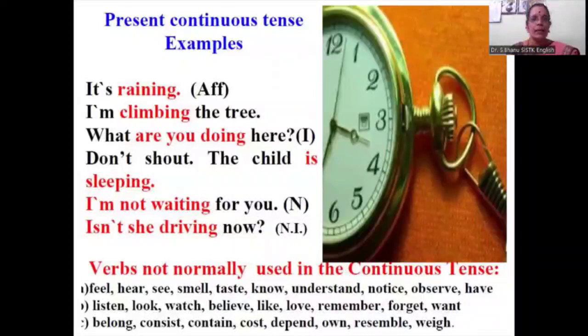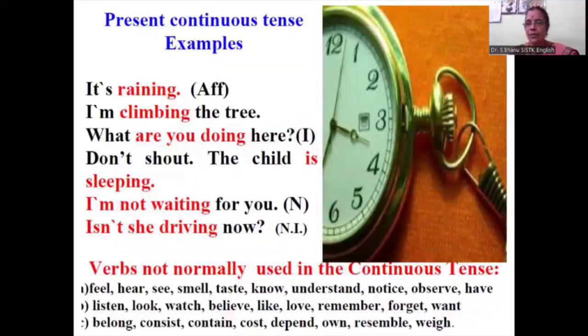Next, I am climbing the tree. Okay, what are you doing here? This is interrogative. Now, the sentence may also come. What is present progressive? At the time of speaking. At present, what you are doing, then it is called present continuous. Now what you are doing. Don't shout. The child is sleeping. So at the time of the child is sleeping, when you say, don't shout, the child is sleeping.